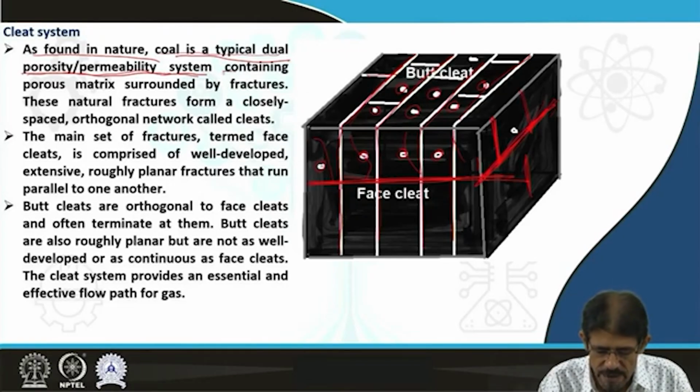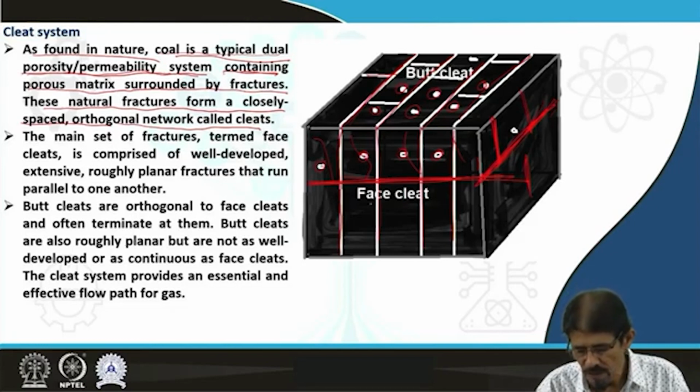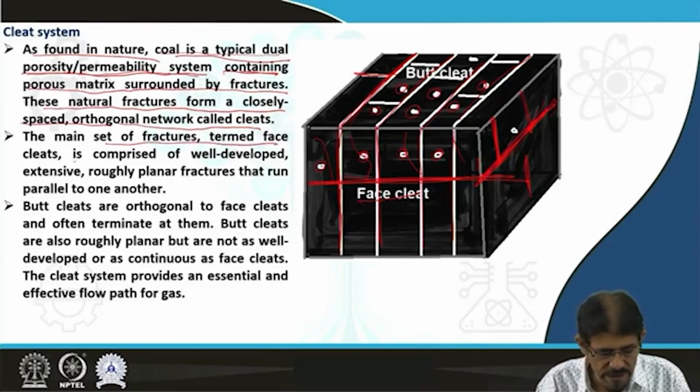Why? Because the system contains a porous matrix surrounded by fractures, and these natural fractures form a closely spaced orthogonal network called cleat. Cleat can be divided into two types. One is the face cleat, and the connecting one is the butt cleat. So the main set of fractures is termed face cleat.